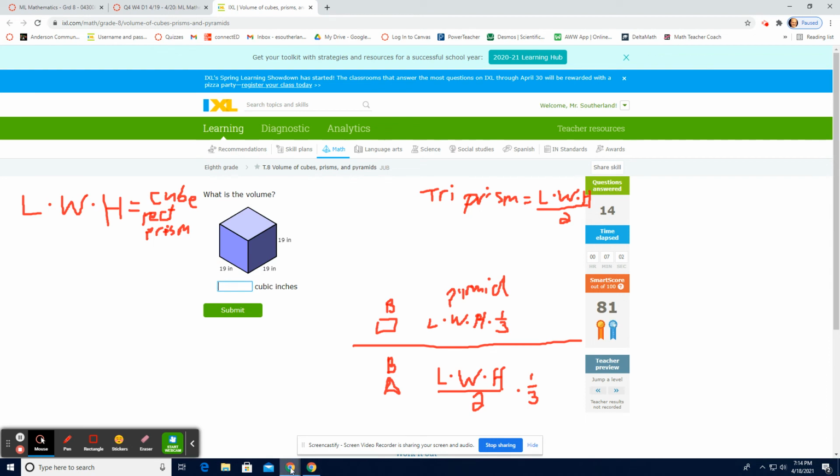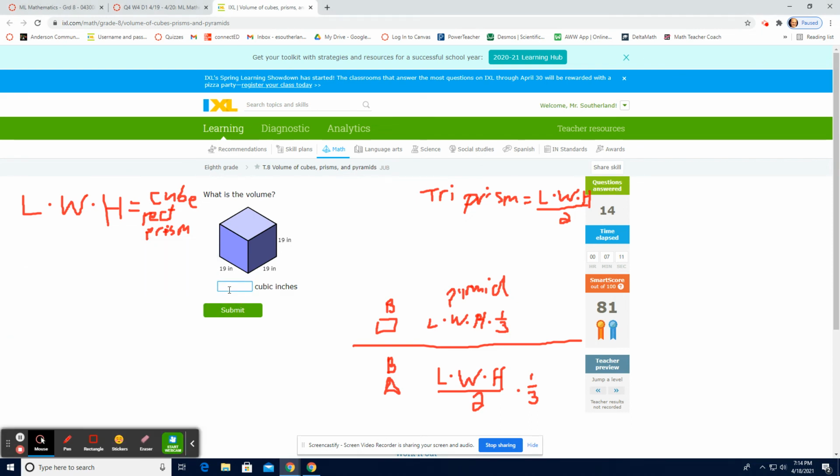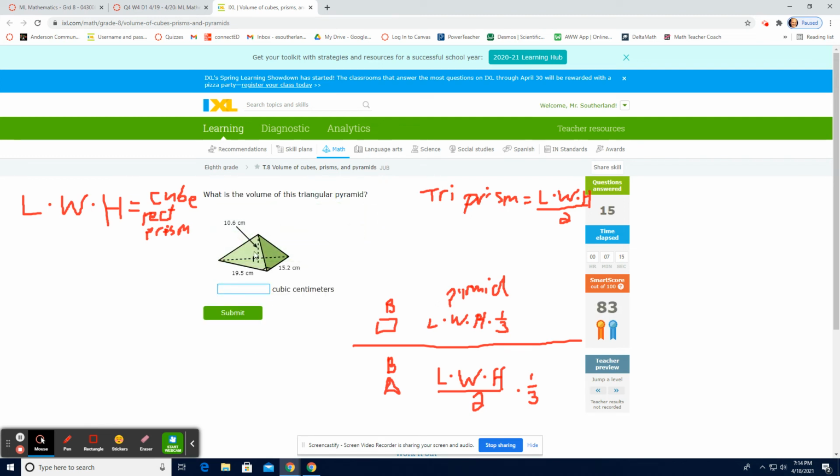19 times 19 times 19. If you notice it's a cube, you could also go 19 cubed. Same thing, 6859. It doesn't matter if they have decimals, you still do the same thing.